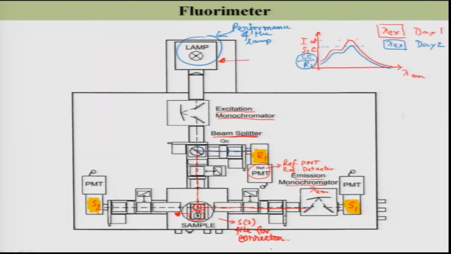So, in this condition, every time you are going to get the exact emission spectra, including the intensity, not only the shape, but also the intensity. Although initially I said that quantum yield is better than intensity, sometimes you also need the intensity for everyday life. So, while measuring the emission spectra, make sure that you are following this convention S1C by R1.